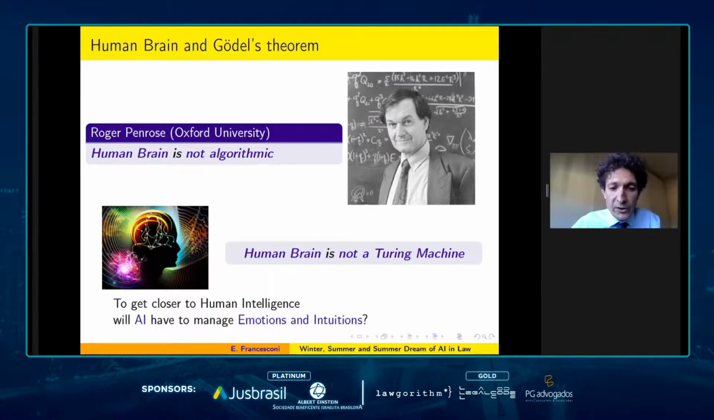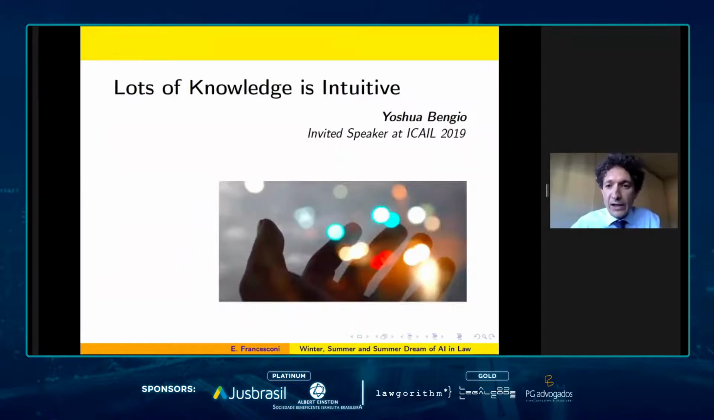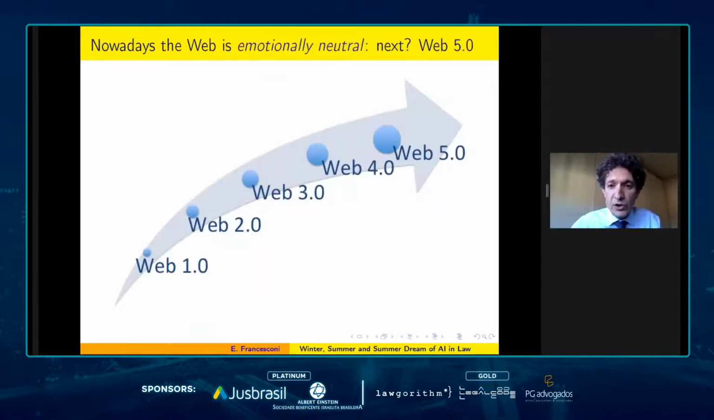So in order to get closer to human intelligence, will AI have to manage emotions and intuitions? Well, this is actually what Yoshua Bengio in ICAIL 2019 told us as invited speaker. He said that lots of knowledge is intuitive.